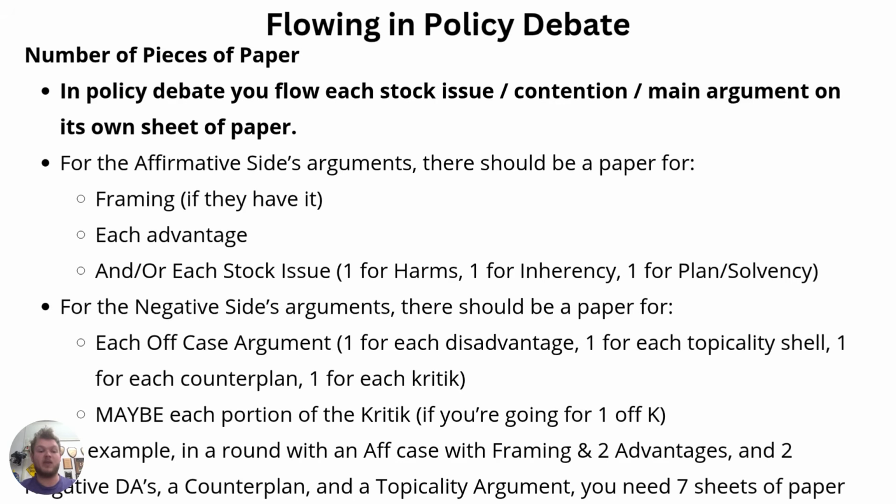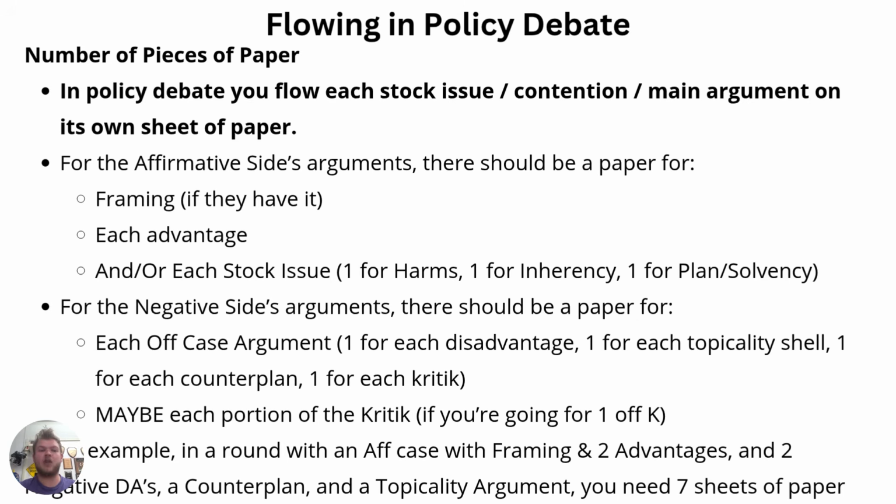So in a debate where the affirmative has a framework and 2 advantages, and the negative read 2 disadvantages, a counterplan, and a topicality argument, that is 7 major arguments, and therefore you would need 7 sheets of paper. This is helpful for creating your roadmap and staying organized, though, because when you go up to give the speech, you just put your pieces of paper in the order that you are going to talk about them.